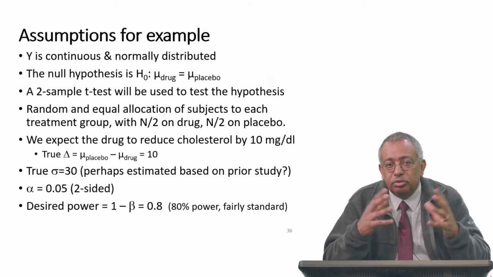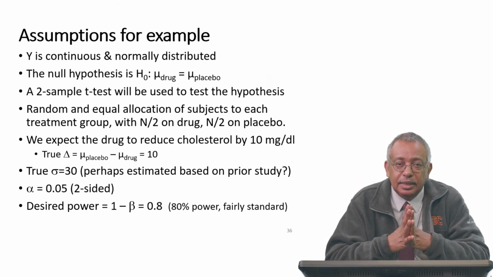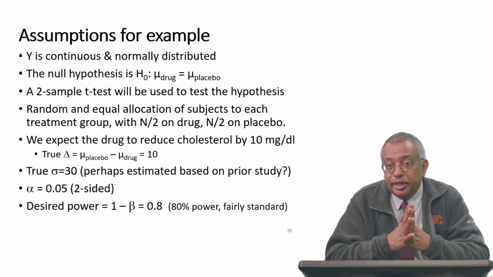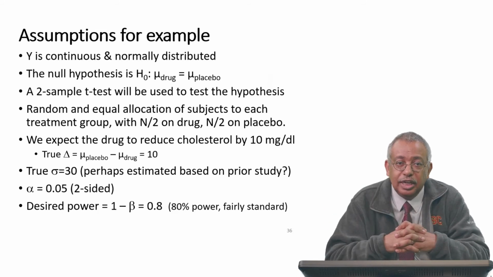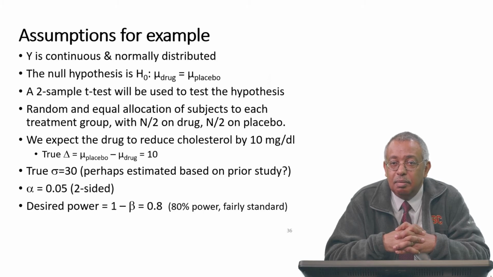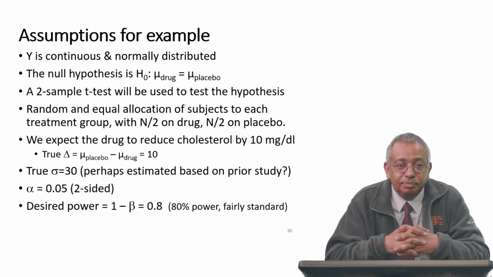Let's say you're trying to conduct a two-sample t-test that can be used to test the hypothesis. Random and equal allocation of subjects to each treatment group will give you basically n/2 on the drug side and n/2 on the placebo side. And then you have to decide what kind of difference you're expecting. So in this case, we are expecting the drug to reduce cholesterol by 10 microgram per deciliter, and therefore, that's basically the detectable difference that we are going after.